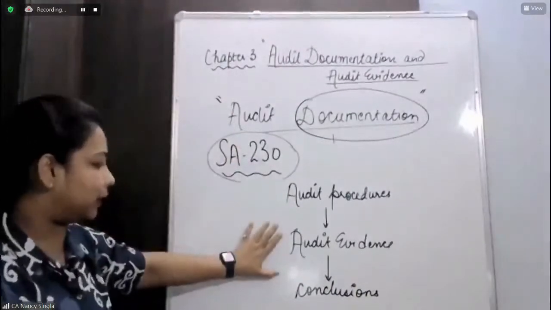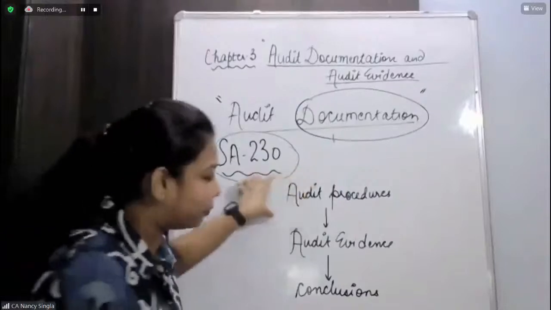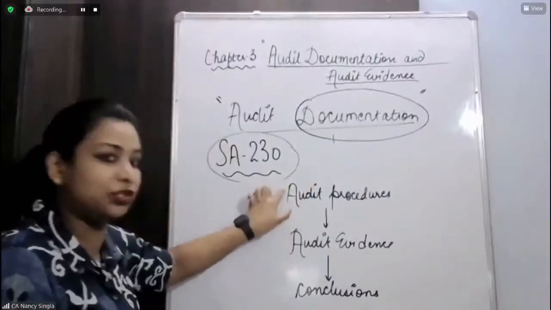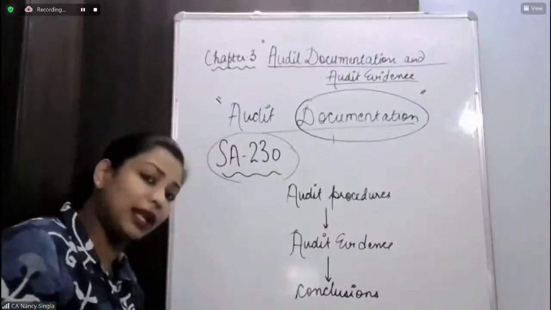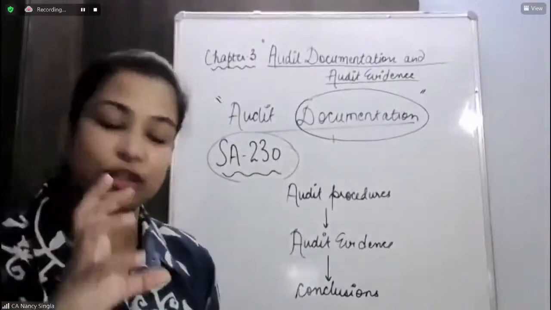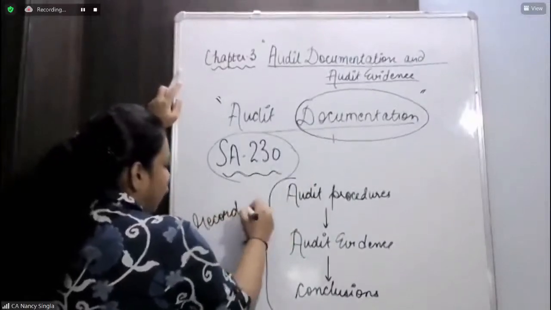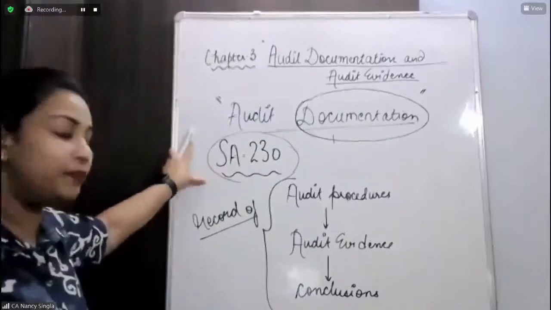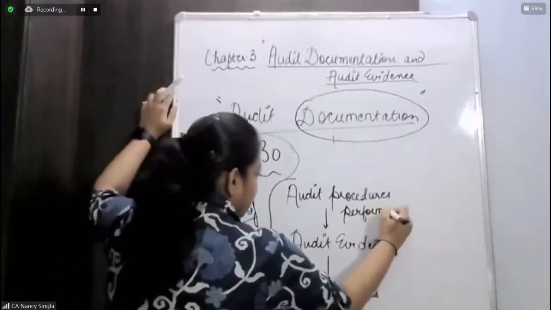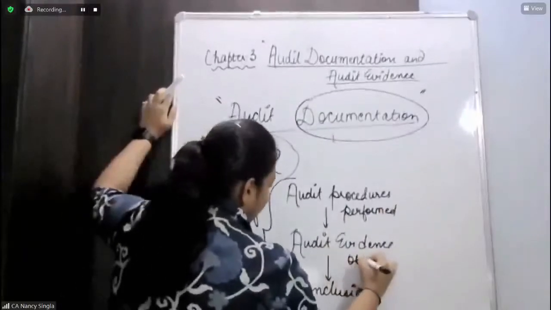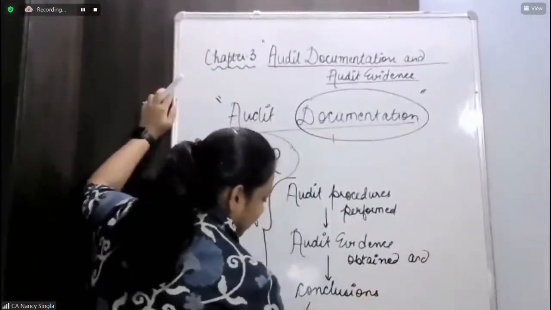So what an auditor does when he is conducting the audit of the financial statements: he is performing audit procedures, based on these procedures he is obtaining audit evidence, and based on this evidence he is drawing certain conclusions. And SA 230 has a definition of audit documentation which says that audit documentation is a record of audit procedures performed, audit evidence obtained, and conclusions the auditor reached.